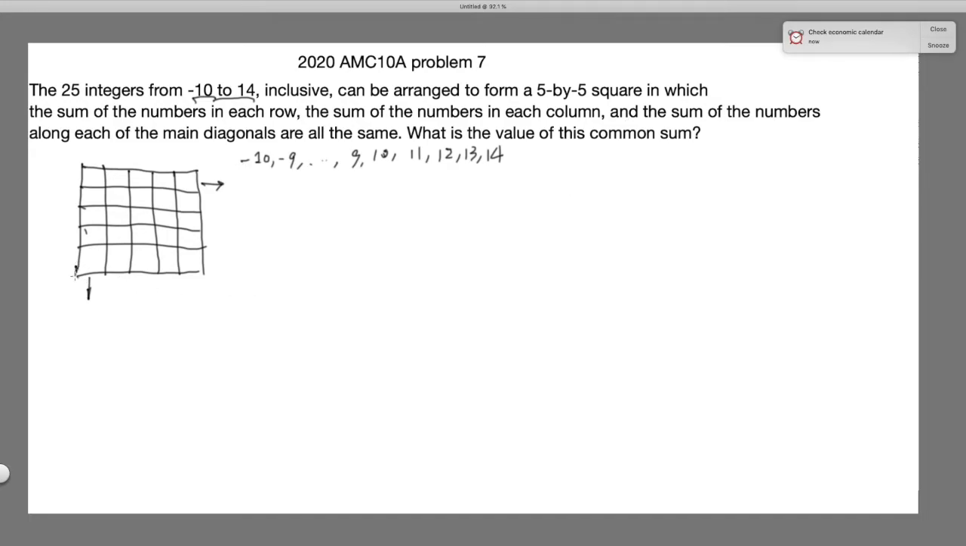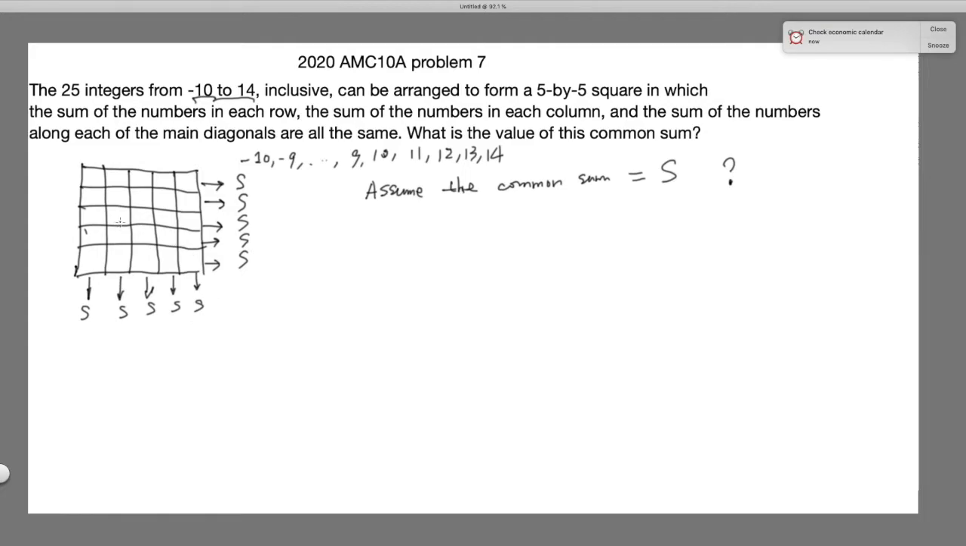Now, for this kind of question, let's assume the common sum is a number s. So that means each row sums up to s. This row is s, this row is s, this row is s. And each column is s as well, everything the same, and then the main diagonal as well. How are we going to find this s?